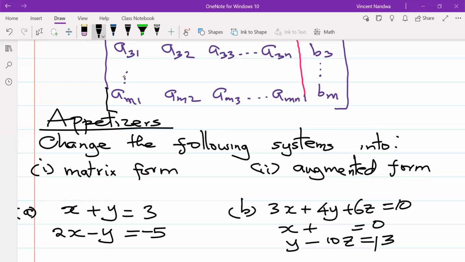So let's begin with this. What was the coefficient for z in this case? Okay, let me say 5.